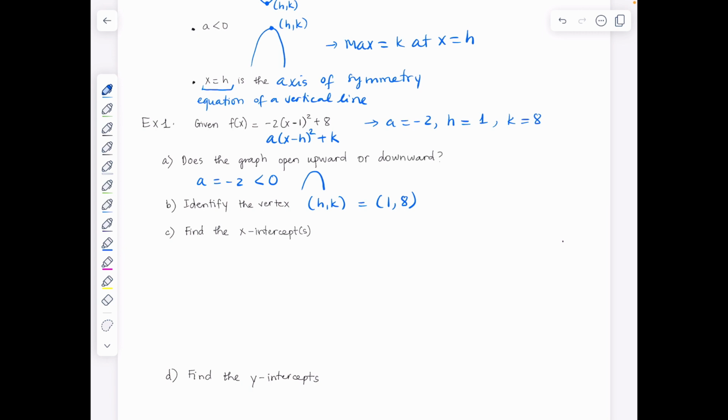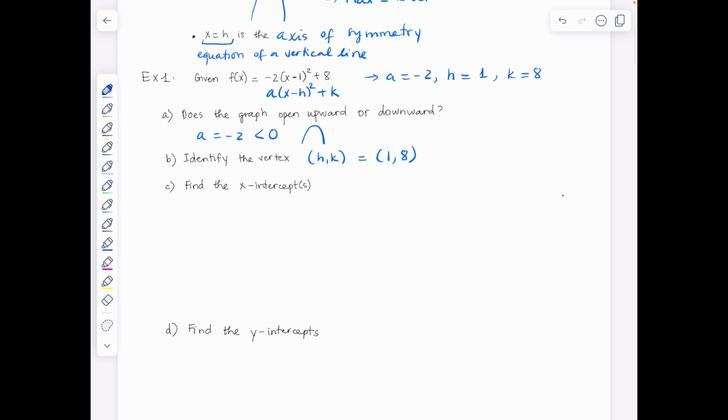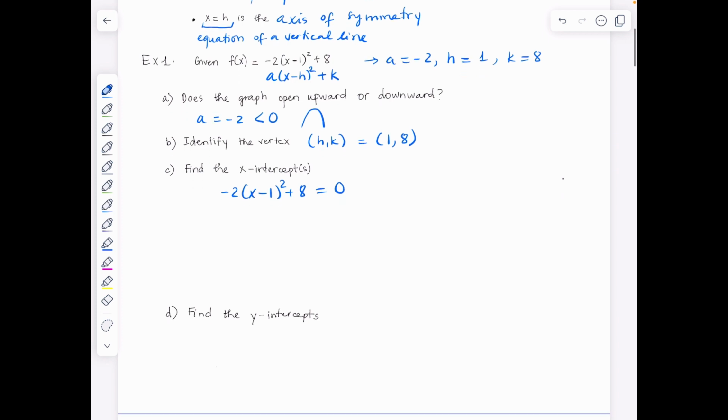C, find the x-intercepts. To find the x-intercepts, you would let the function equal 0. So we're looking at negative 2 times x minus 1 squared plus 8 is equal to 0. To solve this equation, first we're going to subtract 8 from both sides. So you have negative 2 times x minus 1 squared is equal to negative 8. Then divide both sides by negative 2. That will give us x minus 1 squared is equal to positive 4.